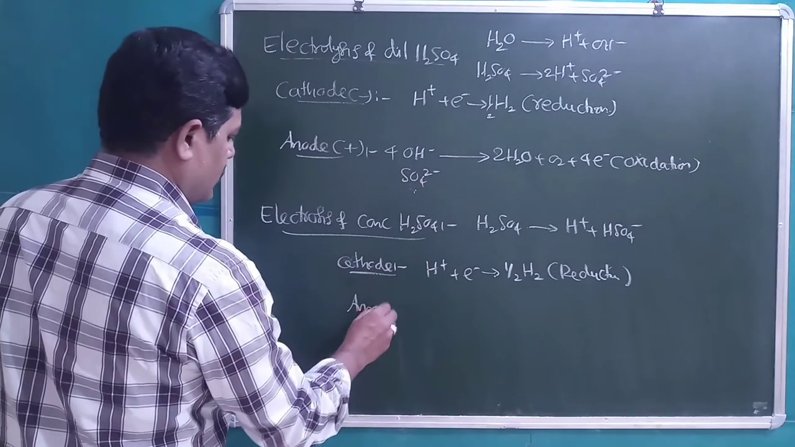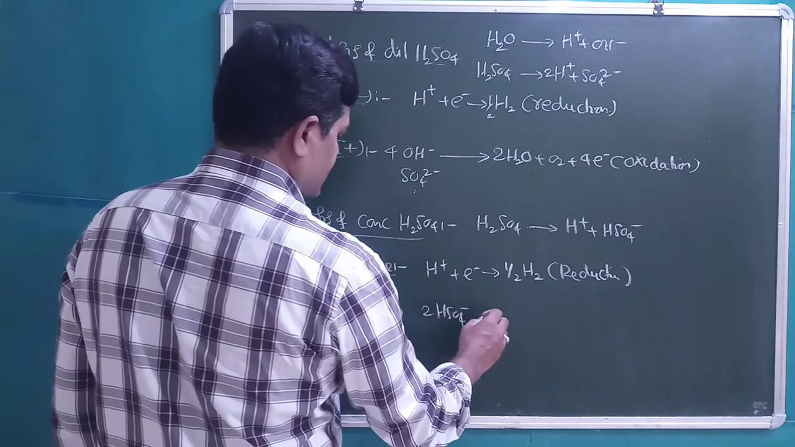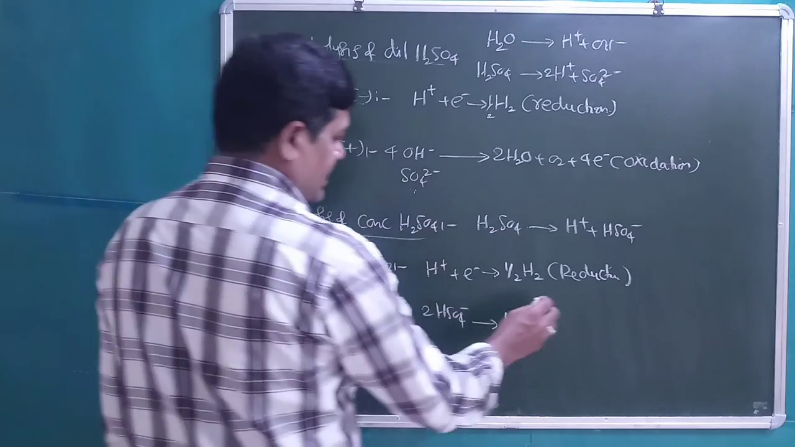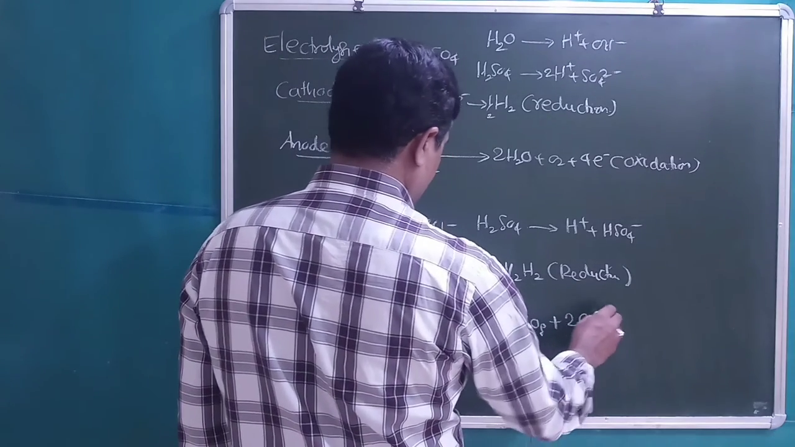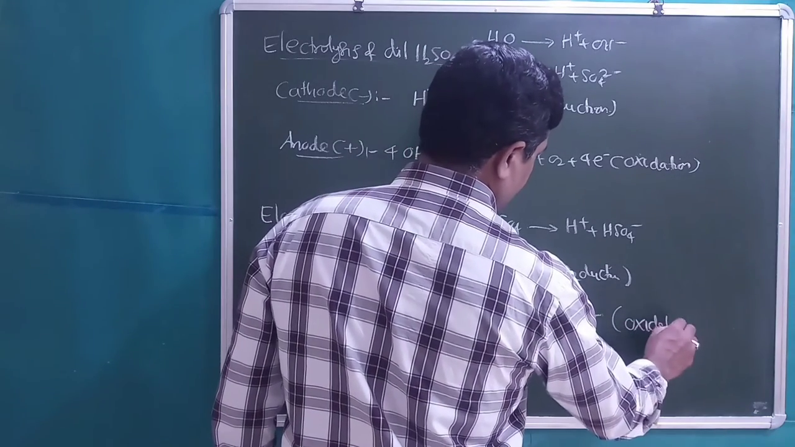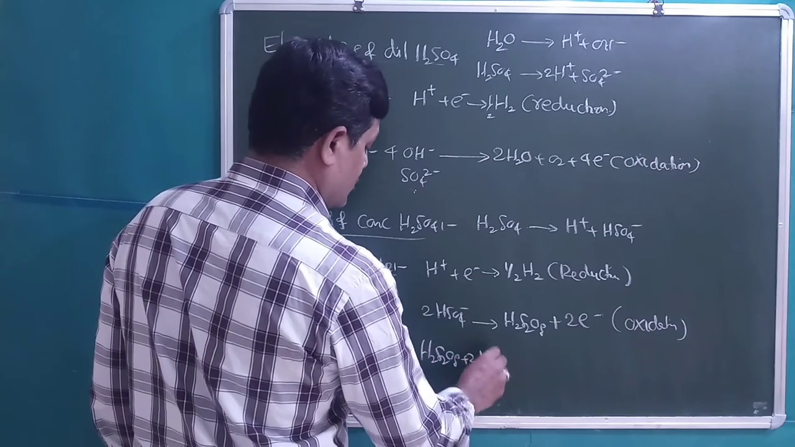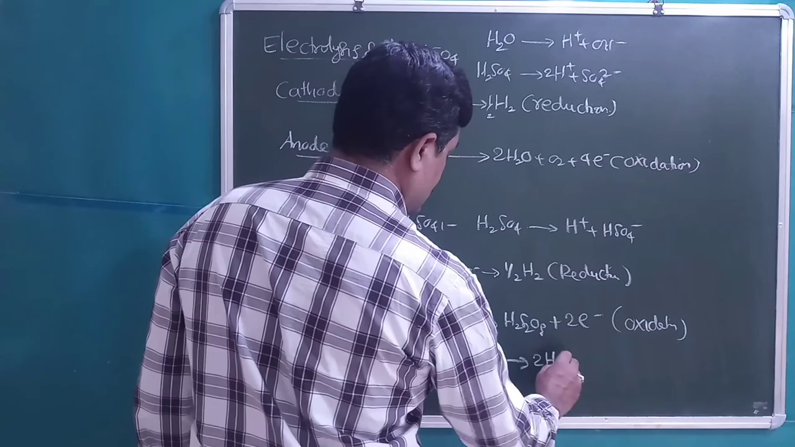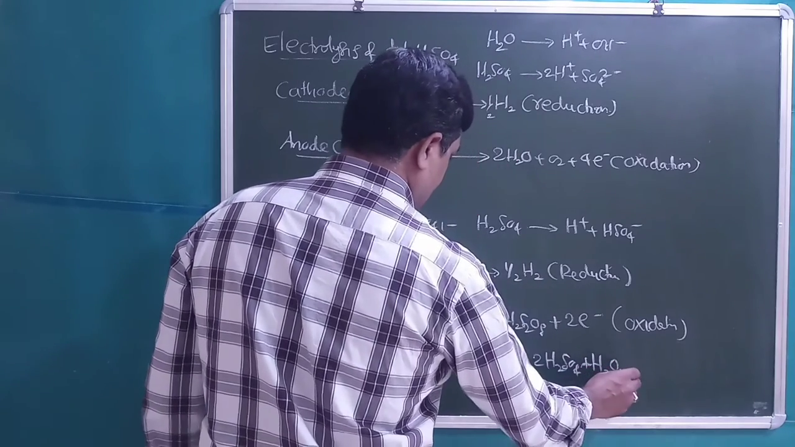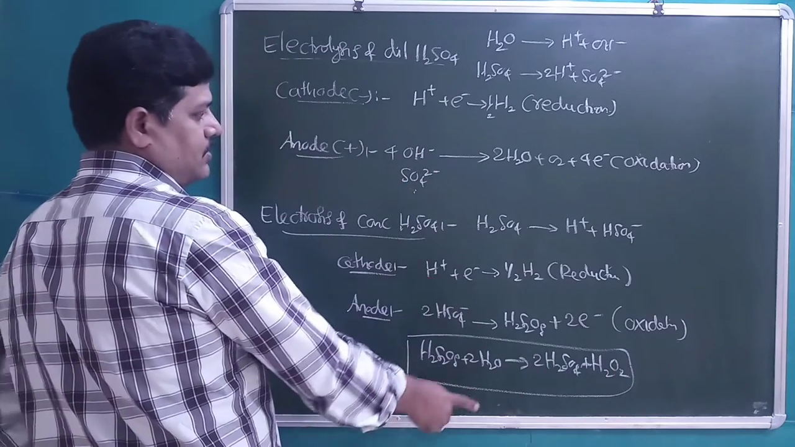But at the anode, 2HSO4 minus gives H2S2O8, peroxydisulfuric acid, plus 2 electrons. This is oxidation. Further hydrolysis of this with 2H2O gives 2H2SO4 plus H2O2. This can be used in the preparation of H2O2, that is, hydrogen peroxide can be prepared from this.